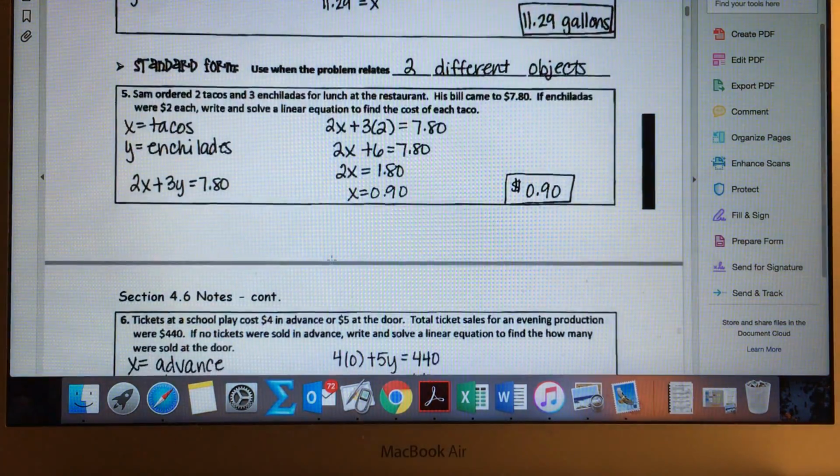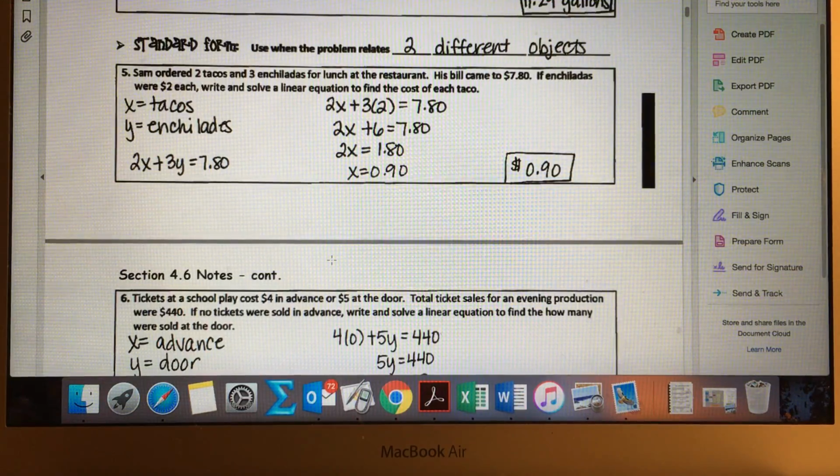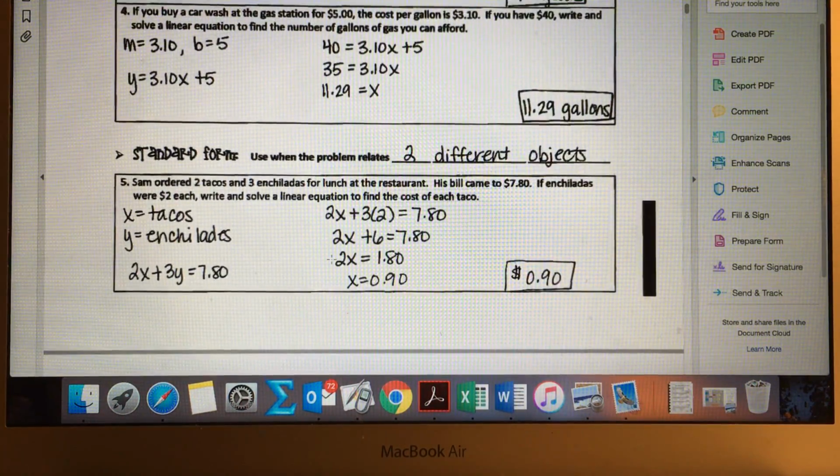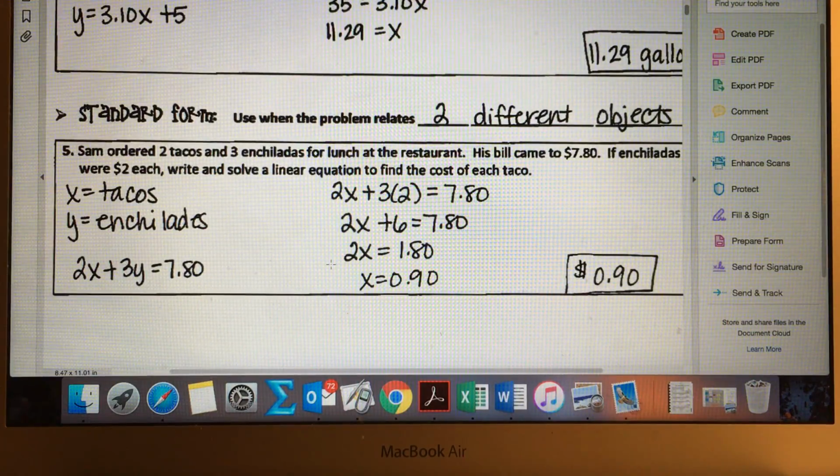All right, guys. So we are going to review 4.6 notes. So make sure you have those out, and we go over this.